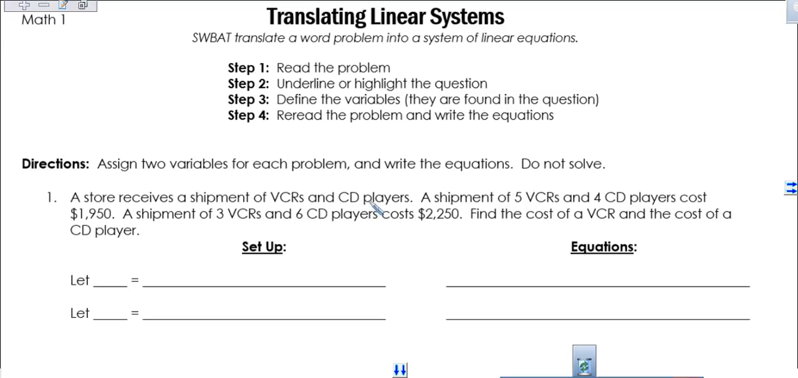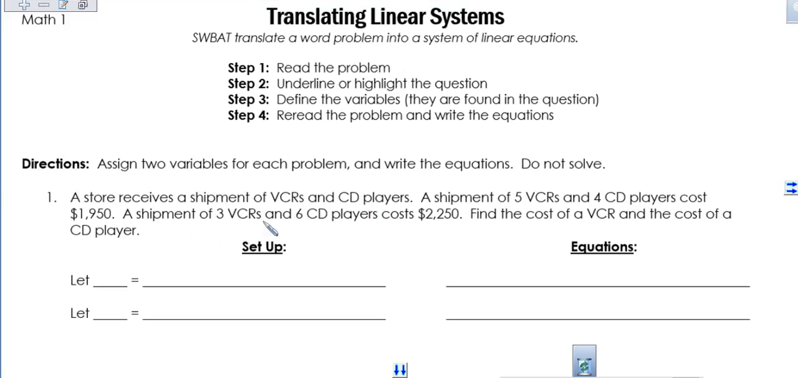Welcome. In this video, we're going to talk about systems of equations word problems. To start out, we're going to talk about how you actually translate the question, come up with your variables, and then create the equation. Later on, we'll talk about how you actually solve those equations. So first, let's dive into the question and see if we can break it down.